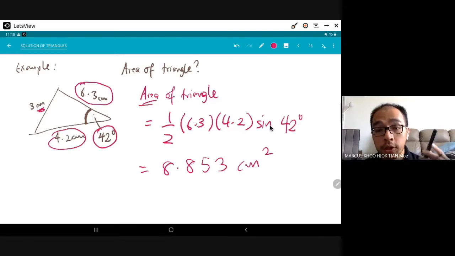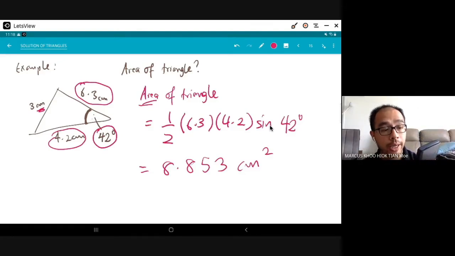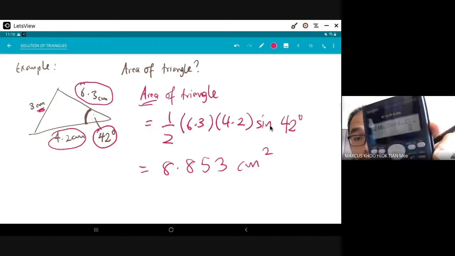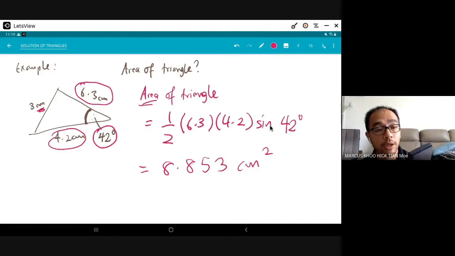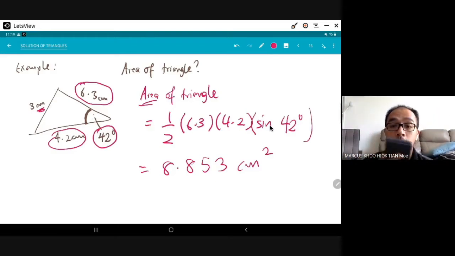Now, if you don't want to use times, you can also use brackets. So 1 over 2, then you open the bracket, 6.3, close the bracket, open the bracket, 4.2, like this. Can you see? You just put brackets on everything, then bracket the last one, sine 42. You will still get the same answer. So if you don't want to use times, you want to use brackets, also no problem.